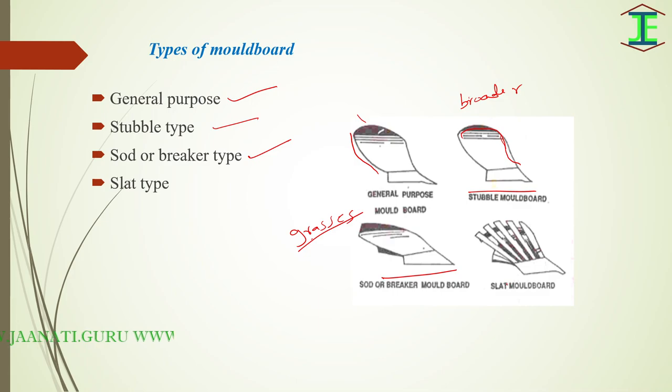Slat type mold board. Slat type mold board means there will be slats. These are slats. And these are used for sticky soils.